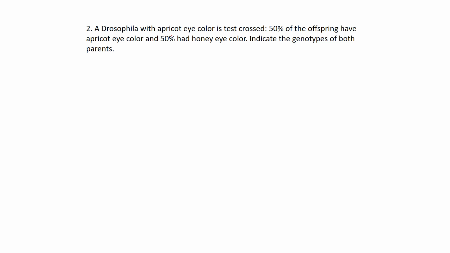that's underline the parent. So it's saying a fruit fly with apricot eye color is test cross. Now this type of question often throws students off because they're looking for two parents, and in this case they can't find it. It's saying they had some offspring, we'll get into that in a bit, but they're saying indicate the genotypes of both the parents. So when you don't know the genotype of both parents, you can't go on to step 3, which is the Punnett square. So we can't do that.